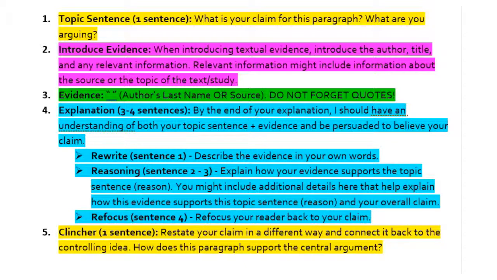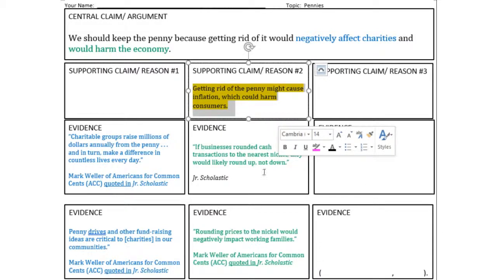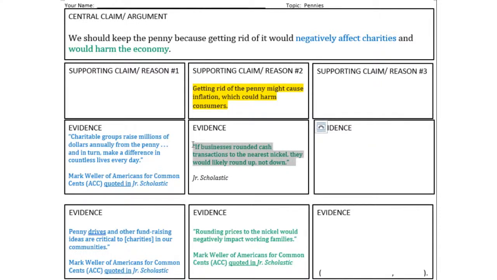You'll see the first step is to write your topic sentence down. Your topic sentence was just that supporting reason that's already on your organizer. Then you're going to introduce your evidence, and then you're going to write your evidence. Let's go back to our organizer. I'm going to copy the claim and the evidence here, and I'm going to go to another document and paste it in. Or if you're handwriting, you're just going to copy them down with a little space between them.